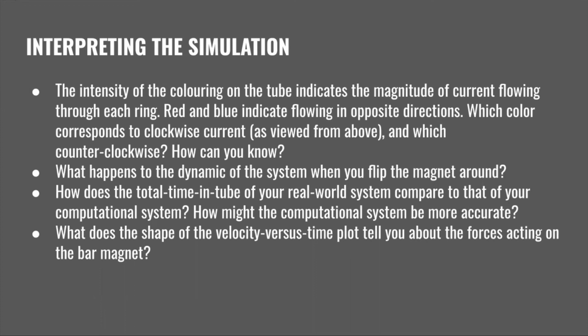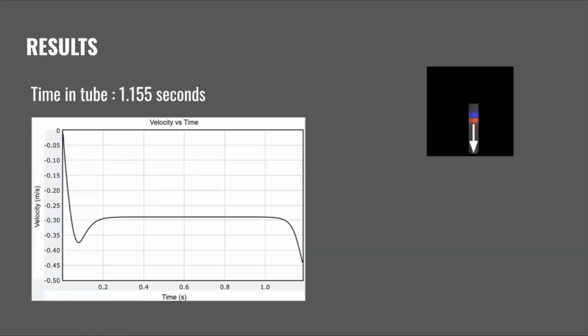However, if I would change something, it would be to increase the amount of loops, because the closer it is to an infinitesimal amount, the better it is. And then how does the shape of the velocity versus time plot tell you about the forces acting on the bar magnet? Well, the forces are mainly unbalanced because of the steep curves. However, in this 1 second where the curve is almost flat, it can be assumed that the forces are balanced.